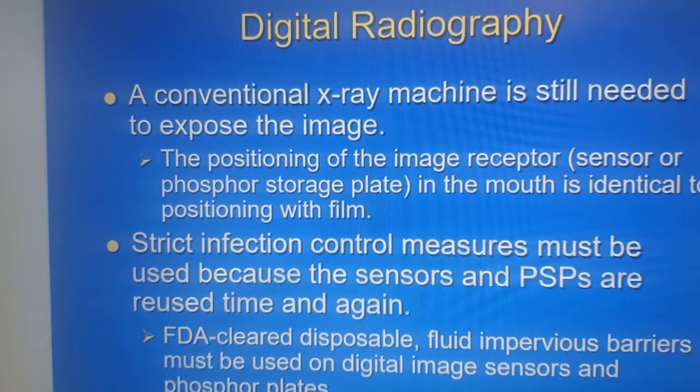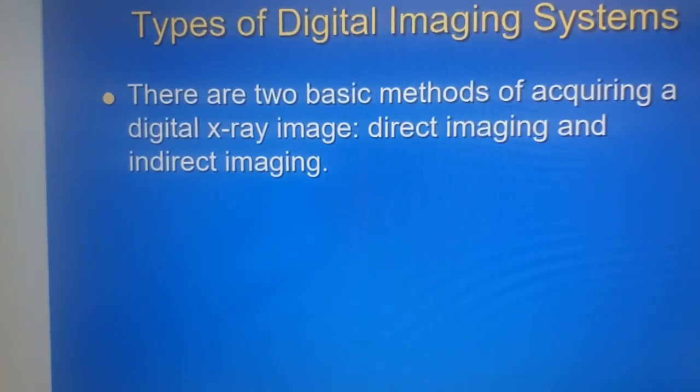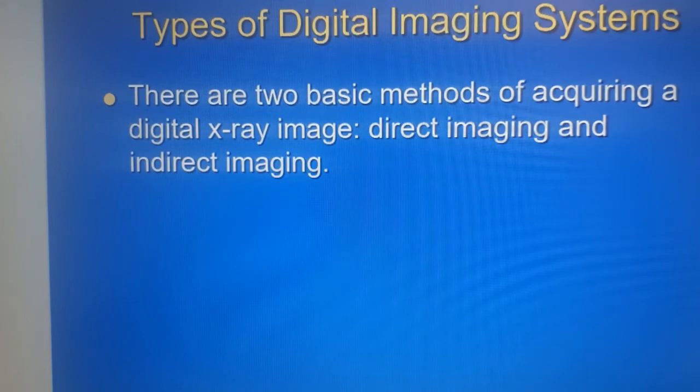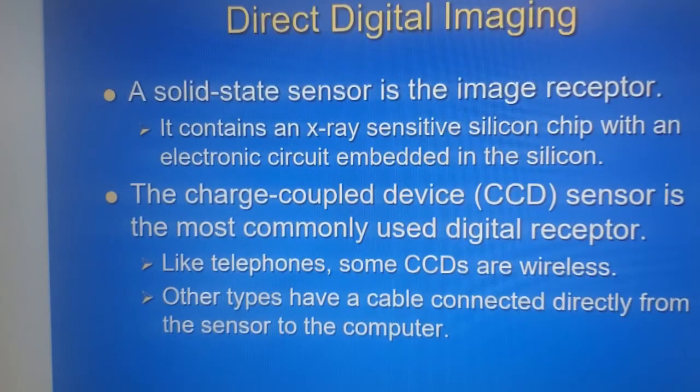From there, ladies and gentlemen, we have two basic types of methods that can be used to acquire a digital X-ray image. The first one is by means of direct imaging, and the second one is by means of indirect imaging. With direct digital imaging, this is a system that includes the following components: 1, an X-ray machine, 2, a sensor, 3, a computer monitor, 4, and most importantly, computer software.